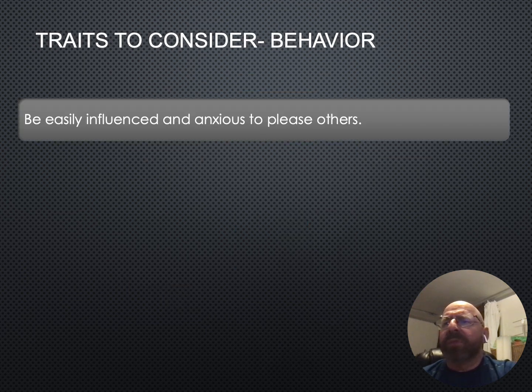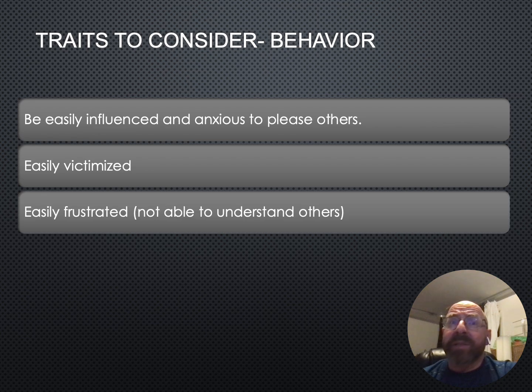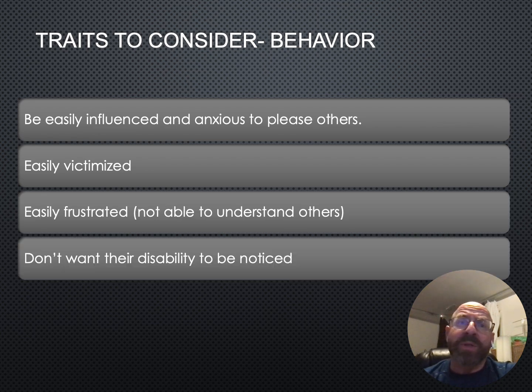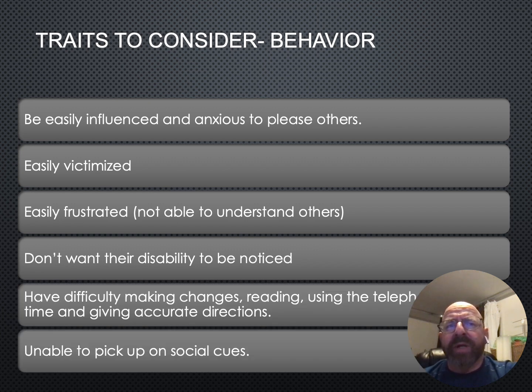Again, folks with disabilities have often become very dependent on others, so they can be easily influenced and anxious to please. They can be easily victimized and easily frustrated because they cannot understand what is being said. They often don't want their disability to be noticed. They'd like to be treated with dignity and respect like any other person. They have difficulty making changes, reading, using the telephone, giving accurate directions, and they may be unable to pick up on social cues.